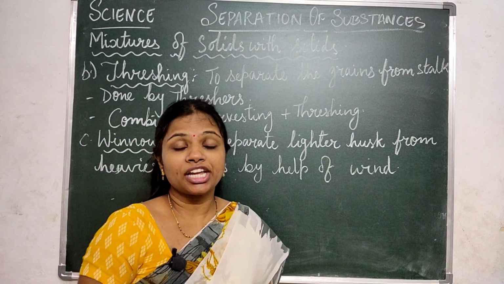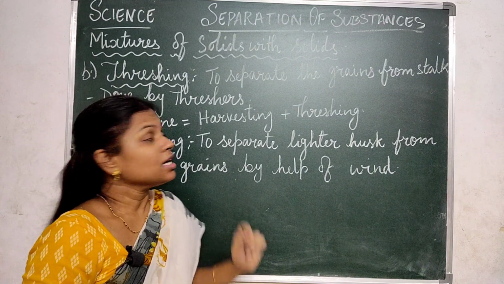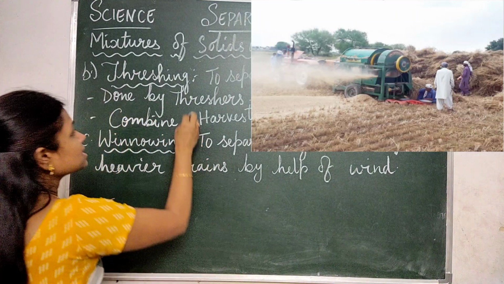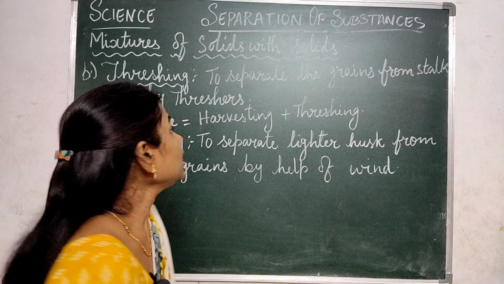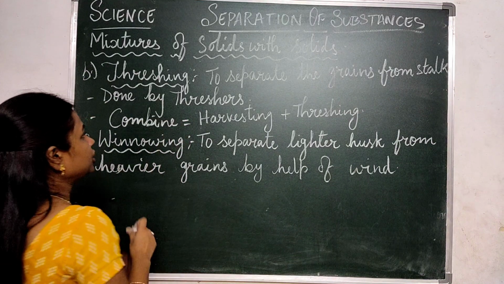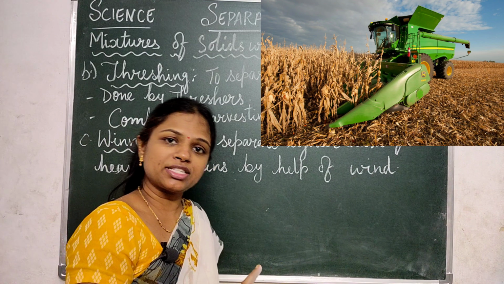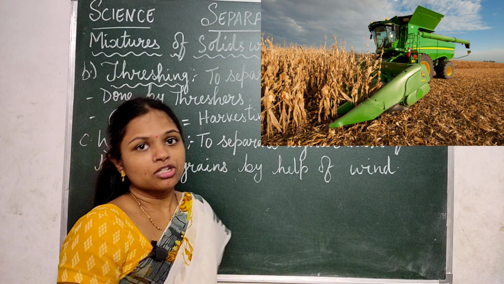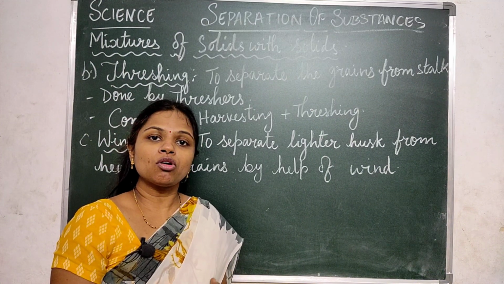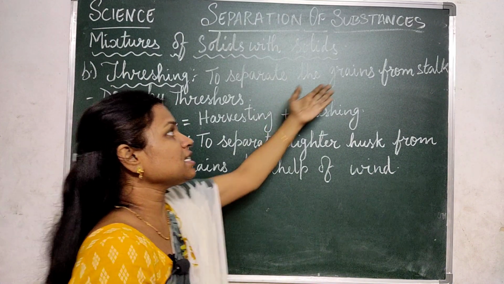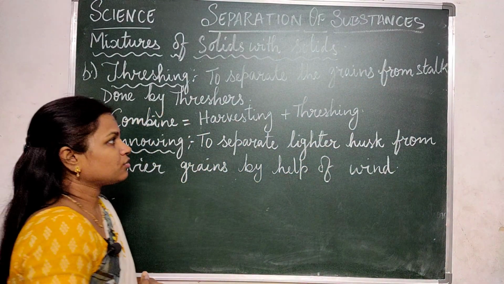If it is in large areas, then threshing is done by using machines which are called threshers. Nowadays, due to improved technology, we have a special machine which is called a combine. This helps in both harvesting and threshing, so that the crop can be easily separated from the plant and also the grains can be easily separated from the stalk. So this is about threshing.